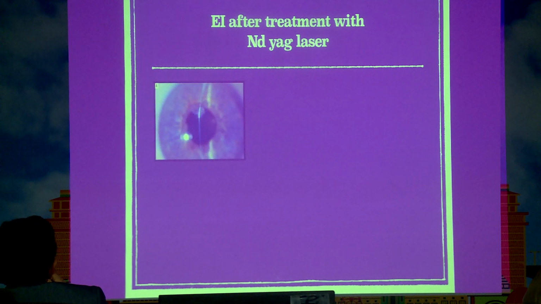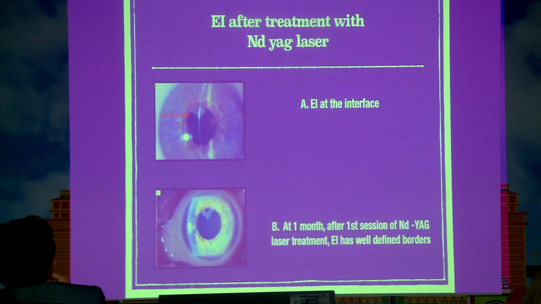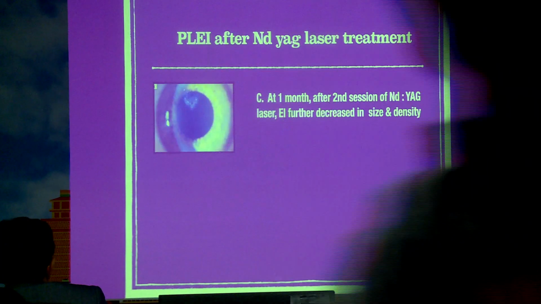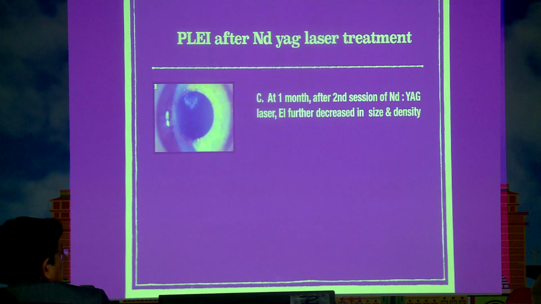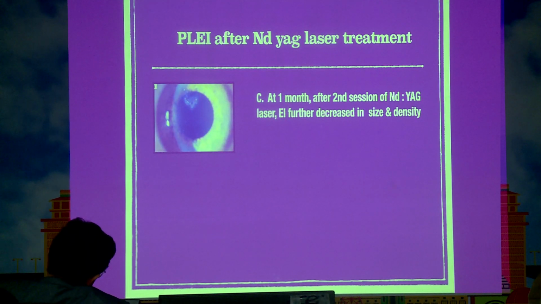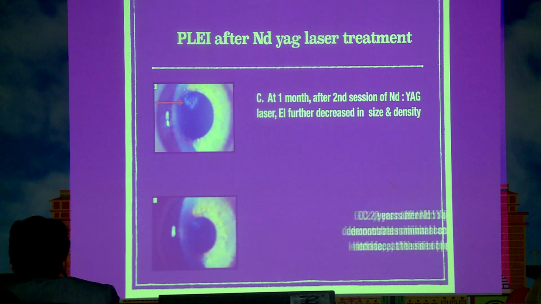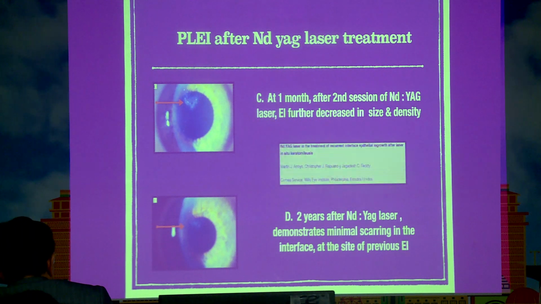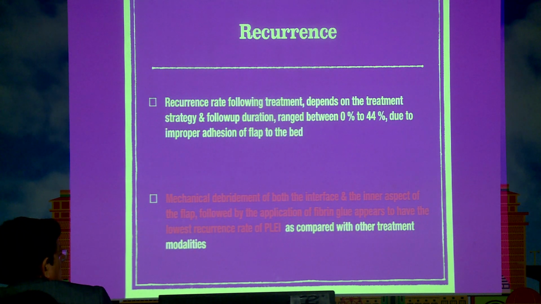So here are certain images. In the first image, we see that the epithelial ingrowth is there at the interface. In the second image, this is after 1 month, after one session of Nd:YAG laser treatment, the epithelial ingrowth has well-defined borders. In the third image, it is at 1 month after the second session of Nd:YAG laser, and the epithelial ingrowth has further decreased in size and density. And the fourth picture is 2 years after Nd:YAG laser and demonstrates minimal scarring in the interface at the site of previous epithelial ingrowth.